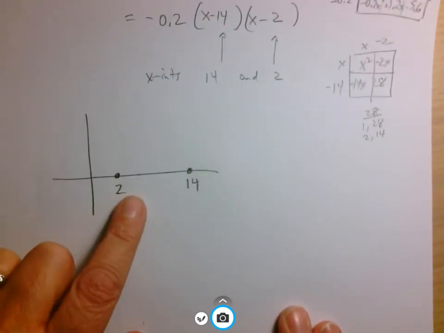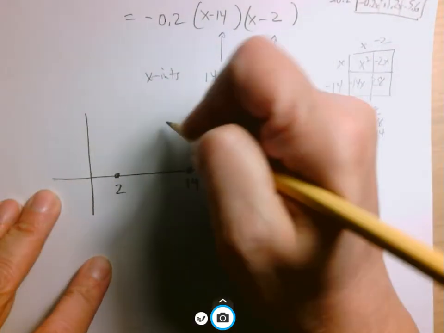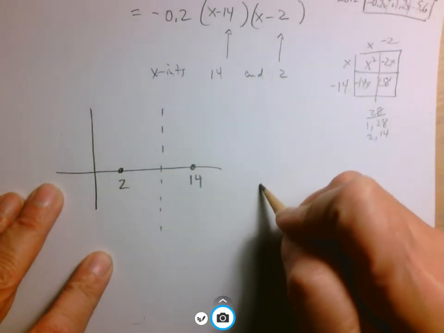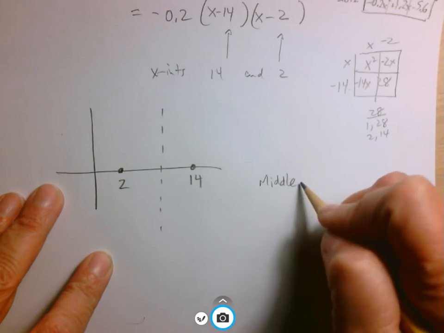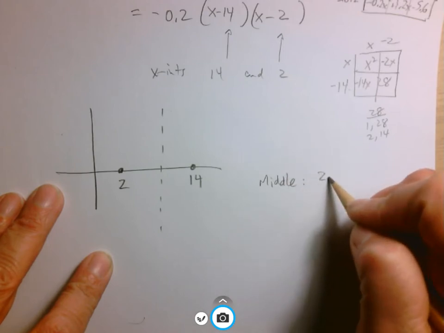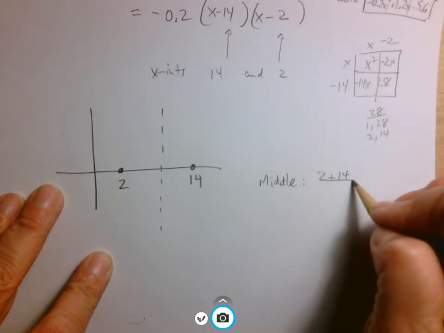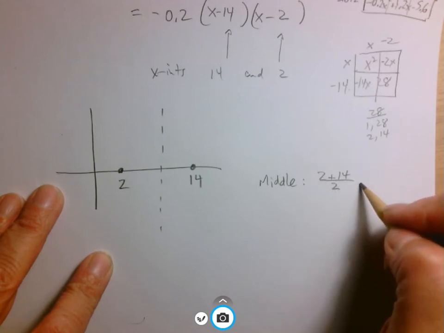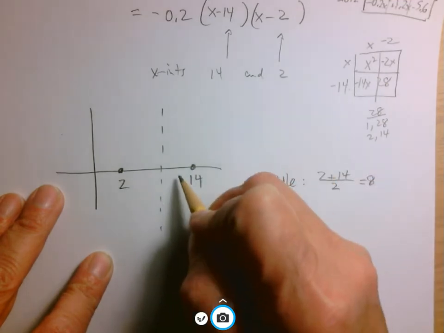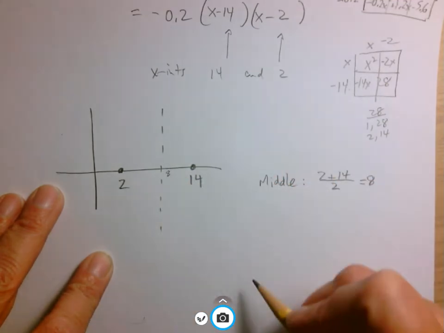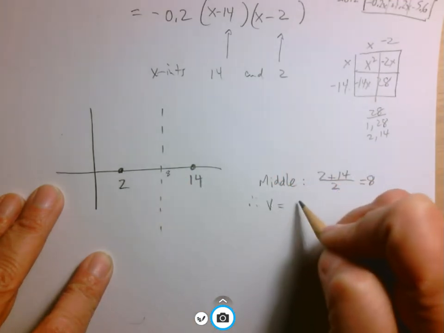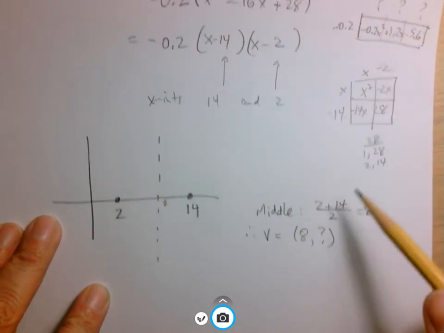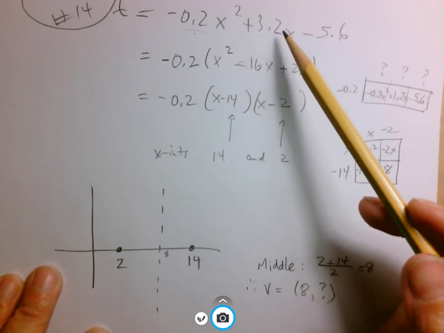So when we have our two x-intercepts, we know that the axis of symmetry goes right through the middle. So the middle is what you get when you add them up and divide by 2. So finding the average. 2 plus 14 is 16, divided by 2 is 8. So we know that the axis of symmetry goes through 8. So therefore we know the vertex is 8 something. 8 what? Well, we'll put it into our equation.